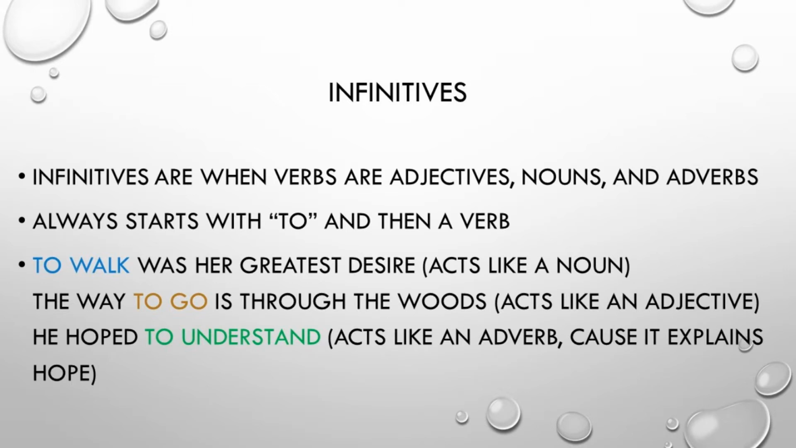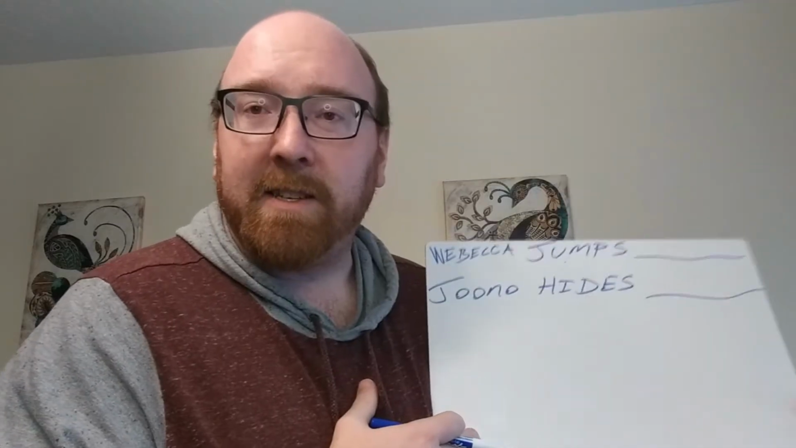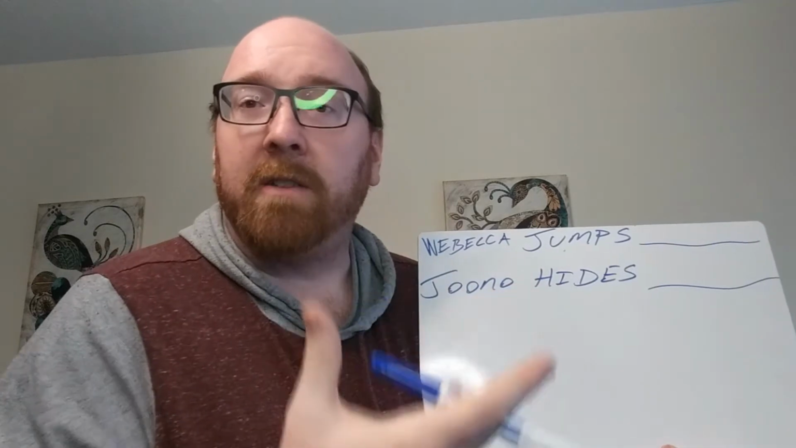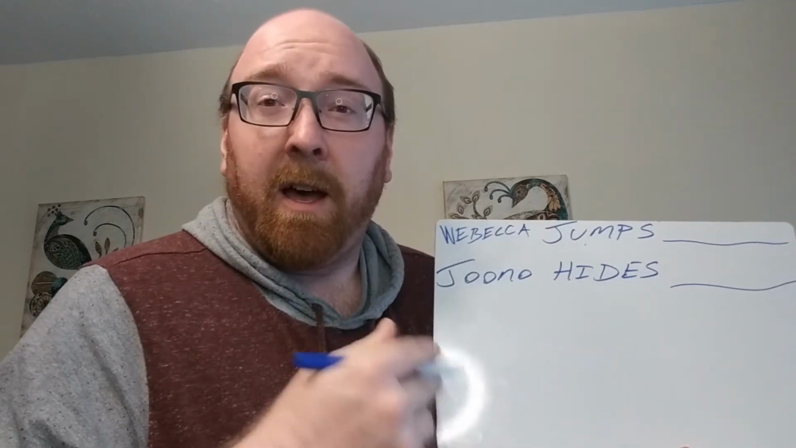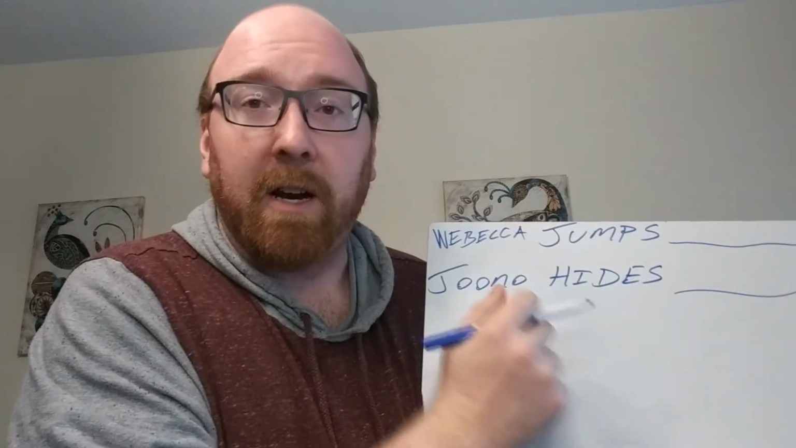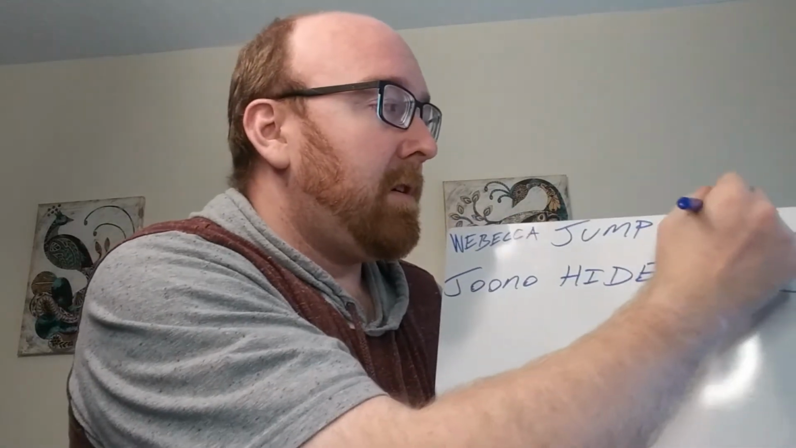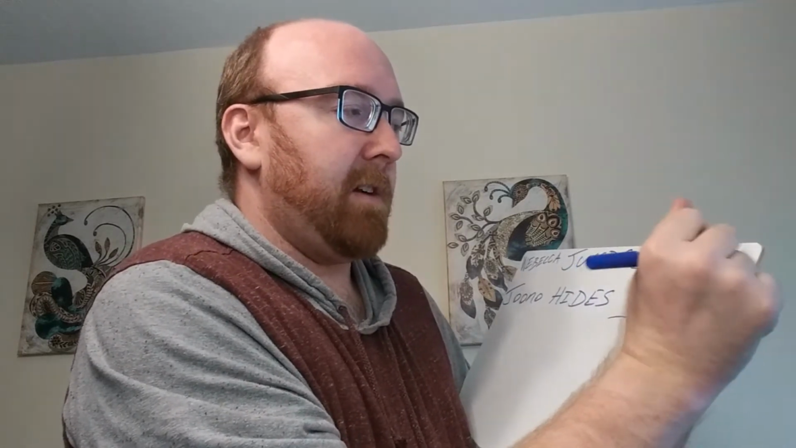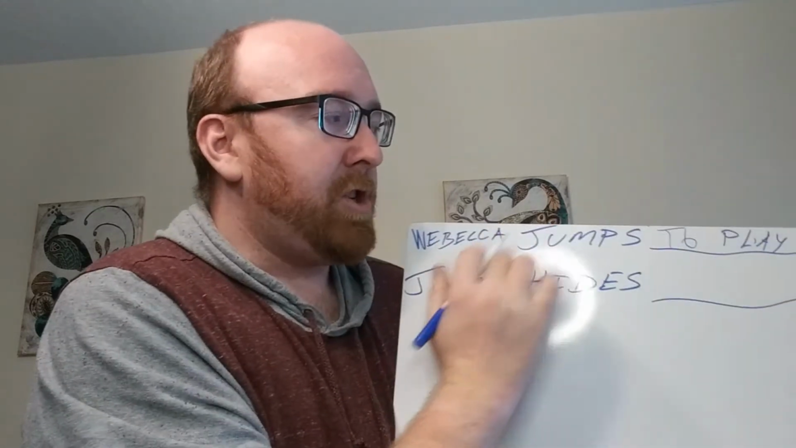But it can also be used to explain a why. You know, why does this verb happen? Or why are they doing this? So an adverb can also be used as an explanation. For example, if I were to use Rebecca jumps, here I could put down to play. We're just going to write that in there. Right? She jumps to play.